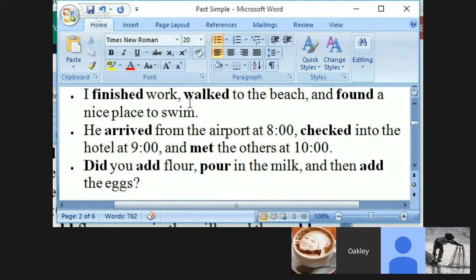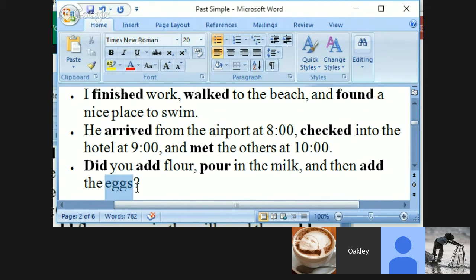Notice my intonation when I read these. I have to use listing intonation. I have to go up, and down. I finished work, walked to the beach, and found a nice place to swim. And low on the last one. All right, in a question form, did you add flour, pour in the milk, and then add the eggs?